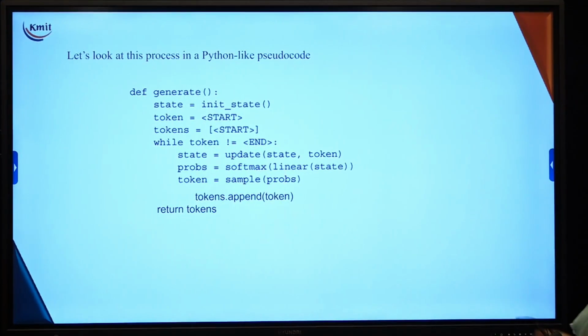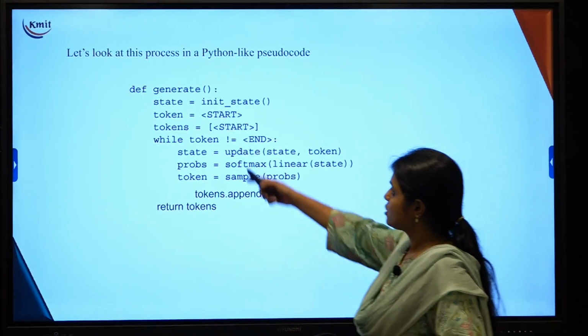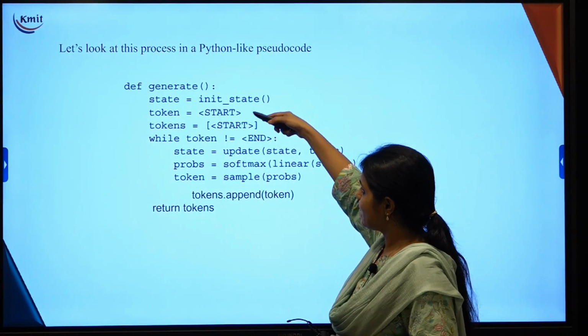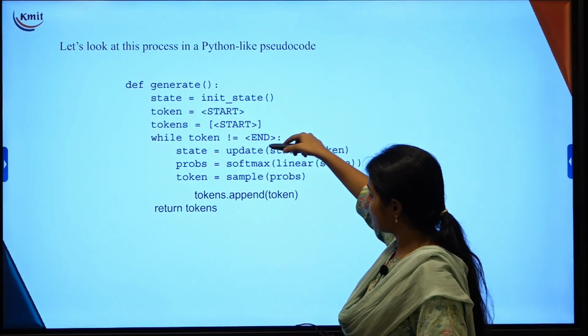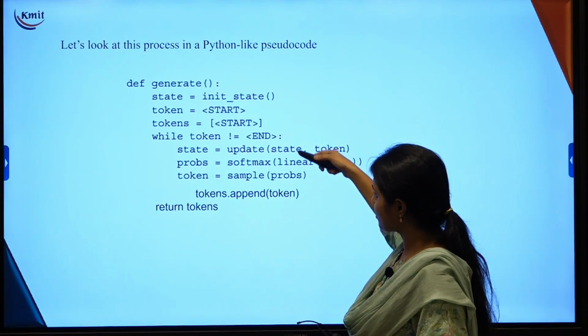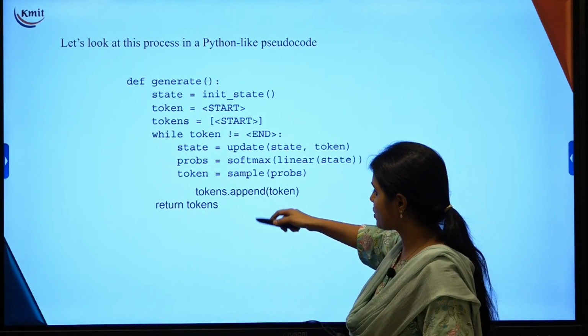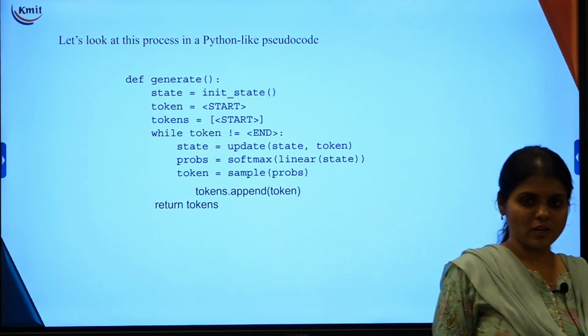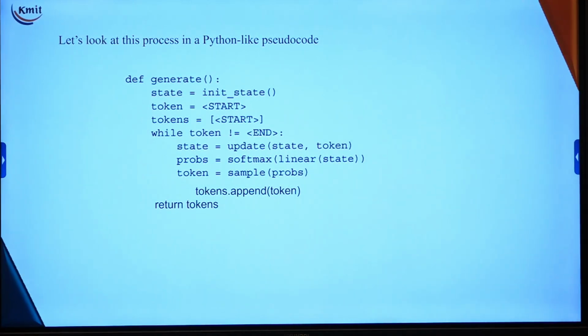So, this is a simple Python pseudocode. I will take a function called define generate, I will give the initial state, and I will start generating the tokens. While the token is not end, I will keep on updating the state using the softmax activation function, and I append that to the empty list and I return back the tokens. So, this is a simple Python pseudocode for generating the characters, and I add this to my model.